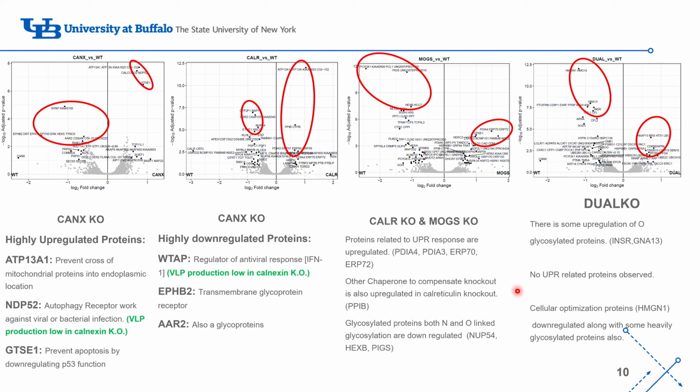However, we do not see any UPR related proteins. So this is surprising, as we are expecting a high UPR response, because in the case of dual knockout there is an absence of both the calnexin and calreticulin. So there will be no calnexin calreticulin cycle. And one of the reasons could be that since there is no calreticulin and calnexin cycle, the protein's residence time within the endoplasmic reticulum decreases, and they will directly move towards the ERAD pathway.